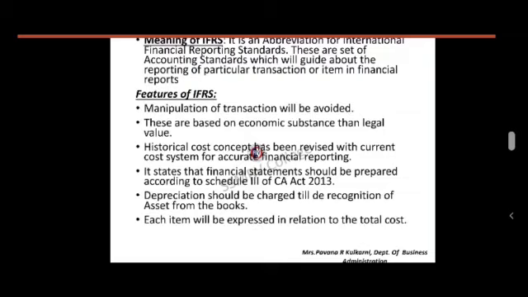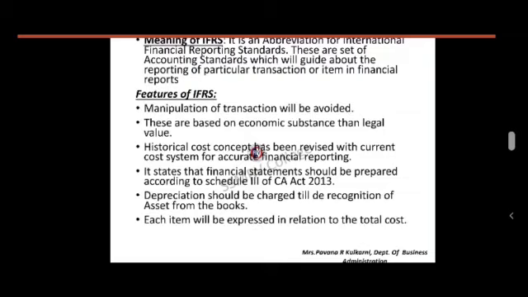Let us understand what is the meaning of IFRS. It is the abbreviation for International Financial Reporting Standards. So IFRS are the standards, nothing but rules, which guide us to prepare the financial statements. They serve as guidelines in preparation of financial statements. Such guidelines are called as IFRS.